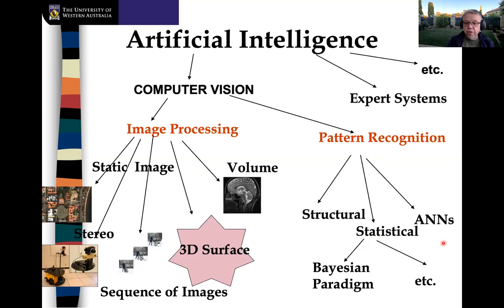And so pattern recognition, you can classify it into statistical, using Bayesian paradigm, structural, and artificial neural networks, and that's where our interest is, to lead to deep learning and so on. Other areas of artificial intelligence include expert systems and others. So this is just a brief or broad taxonomy.